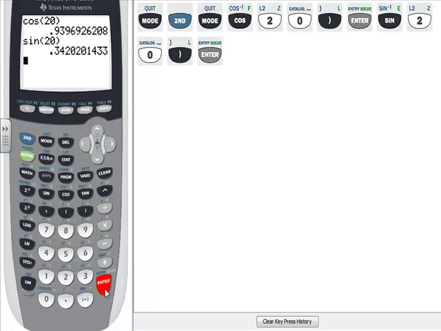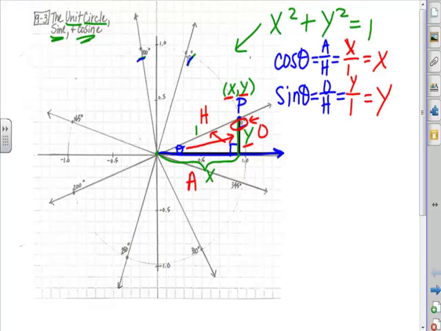is 0.34. So I'm going to come back here, and this point here then, technically, since this is my x value and my y value, my cosine of theta is my x value, so that should be 0.94, and my sine of 20 is 0.34, so that should be my y value.